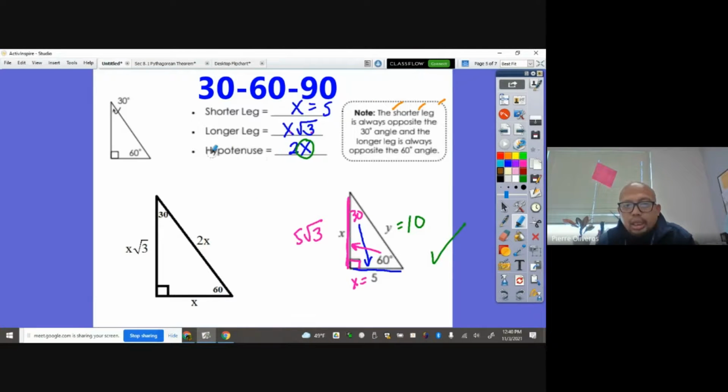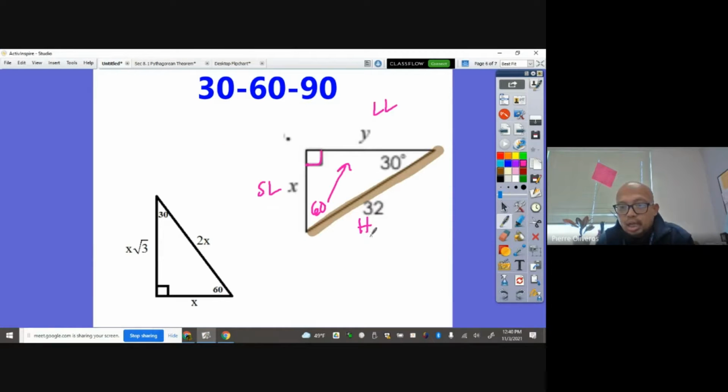According to the formula here, the hypotenuse, you double the shorter leg, you get the hypotenuse. So what's the reverse of that one? Instead of multiplying by 2, we will divide by 2 to get the shorter leg. So we're going to divide this by 2, which will give us 16. So 16 is your shorter leg. So x there is equal to 16.